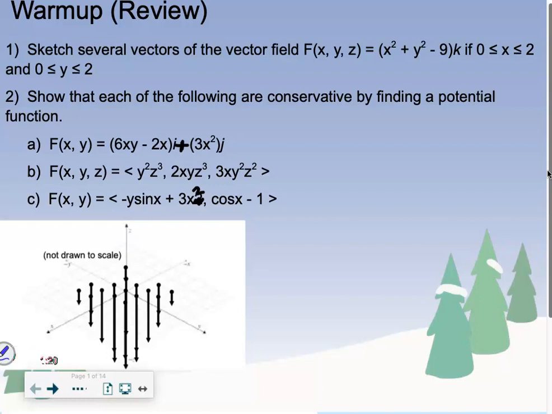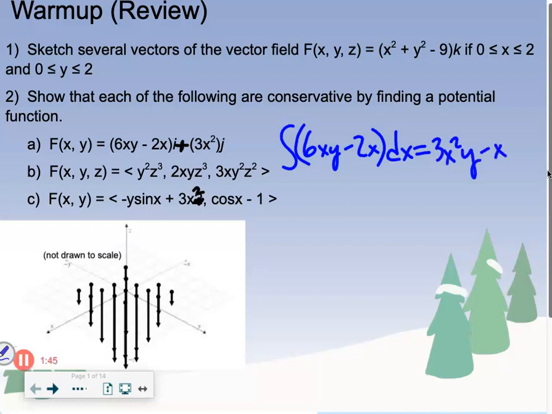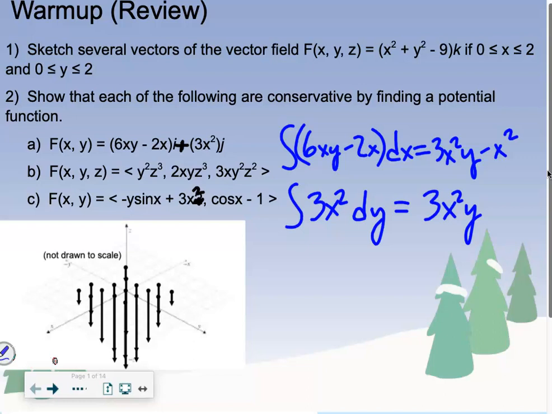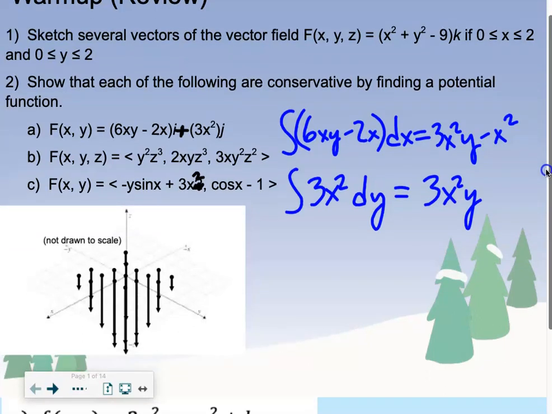So when you integrate your first part, let's just do the integral of 6xy minus 2x. We'll integrate that dx. So you end up with 3x squared y minus x squared, right? And then if you integrate the second part, 3x squared dy, you just get 3x squared y, right? So your potential function, you just write the repeats once. So it would be 3x squared y minus x squared y.